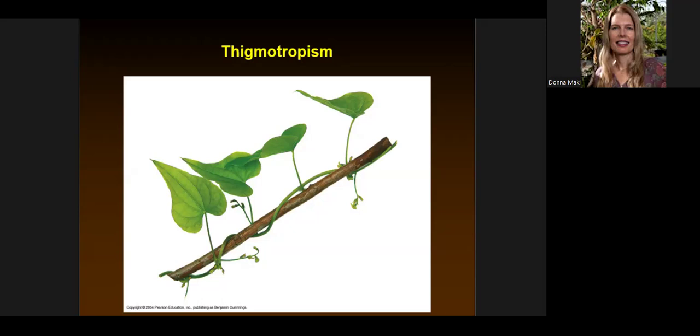And sometimes we grow pea plants for different experiments, and sometimes the prep person doesn't know that if you plant all the pea plants right next to each other, they start to just get so tangled up with each other.